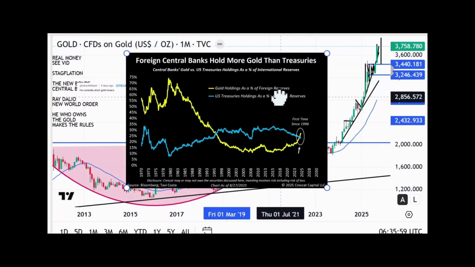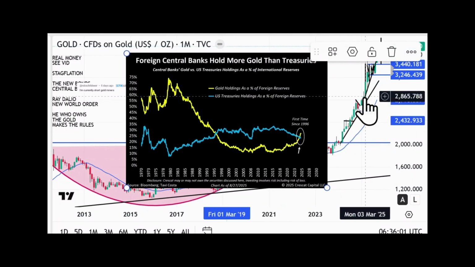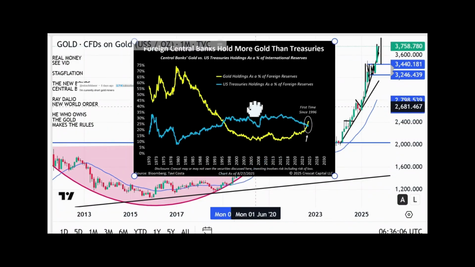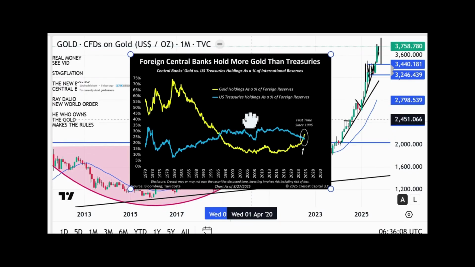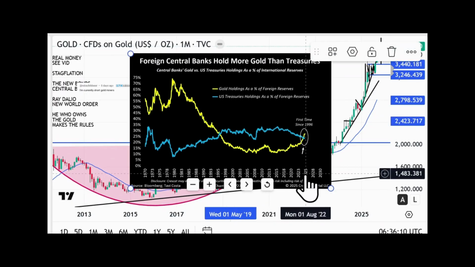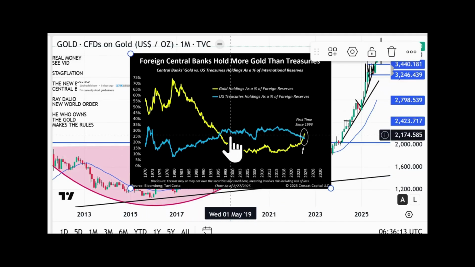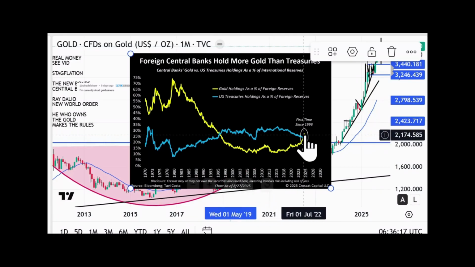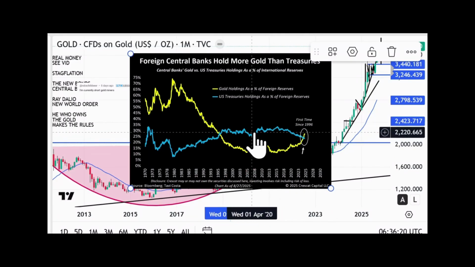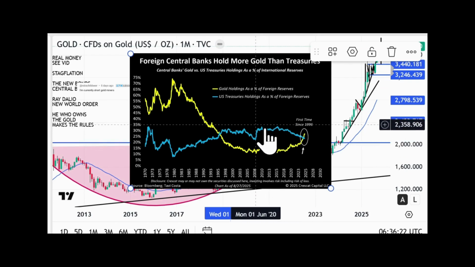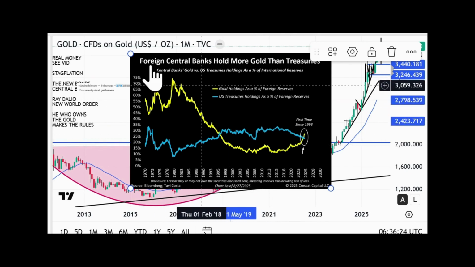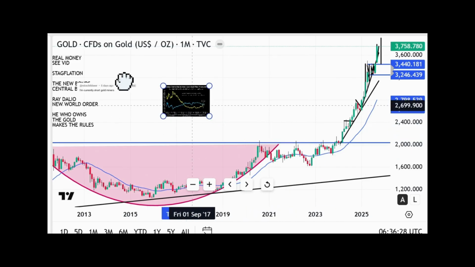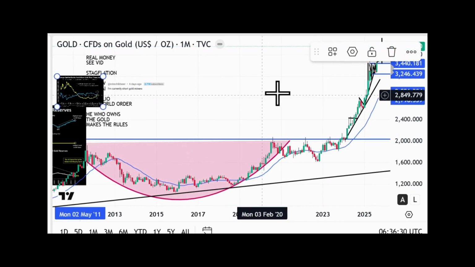I'll go through gold and some ratios and then our ASX gold producers. So for those that haven't seen this chart, one of the reasons, apart from gold being real money, is this chart here. The central banks around the world, the yellow, are increasing their gold purchases and the blue are the US treasuries. So central banks, they want real money, they want the gold, they don't want the paper.